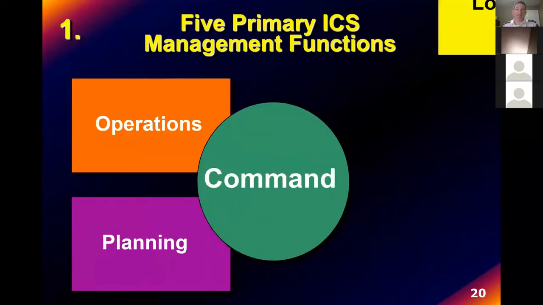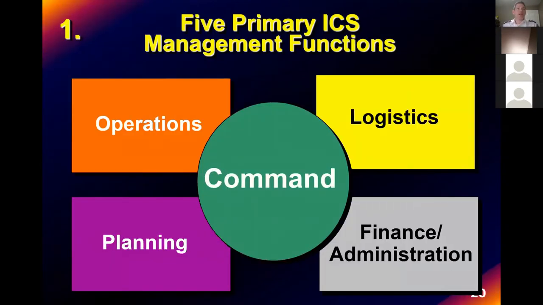The five primary ICS management functions, all right? And we can see them on the screen here. We've got our command in the center, and then we've got the four levels: operations, logistics, planning, and finance administration, right? So basically at any incident, there's always going to be an incident commander. That is 100% every time. We always need to have somebody that is in charge of that and managing the scene.